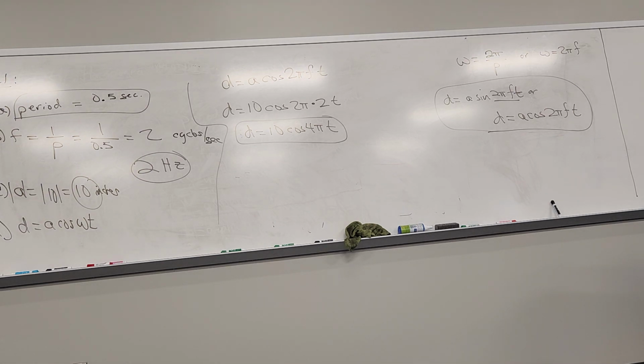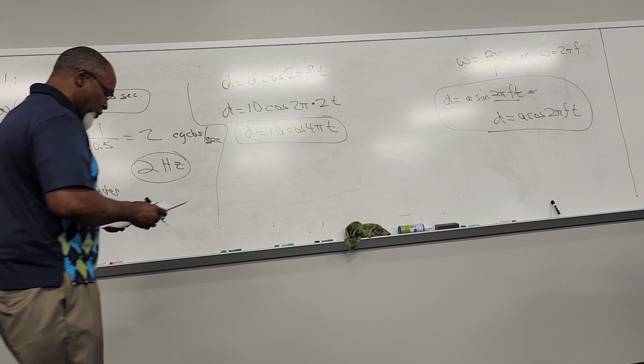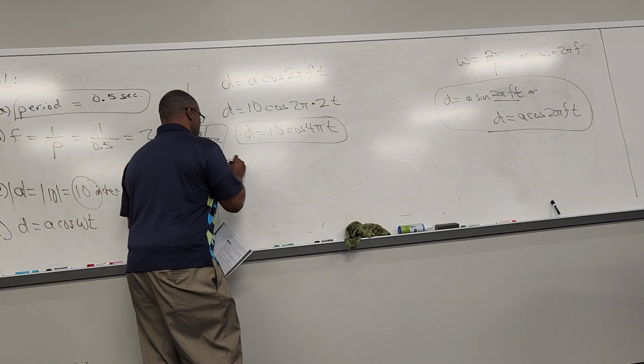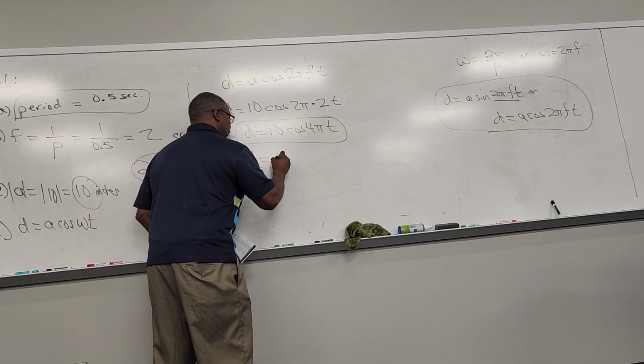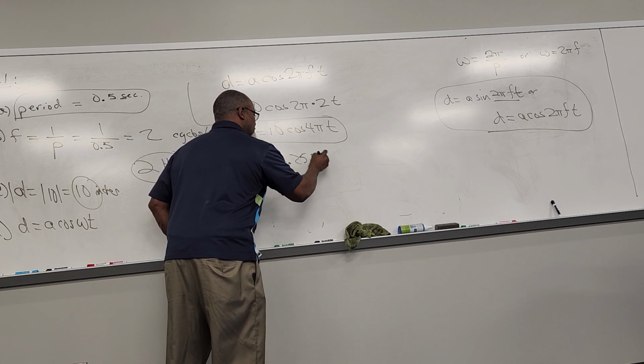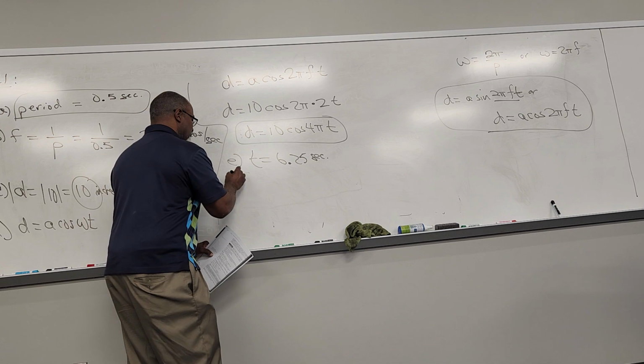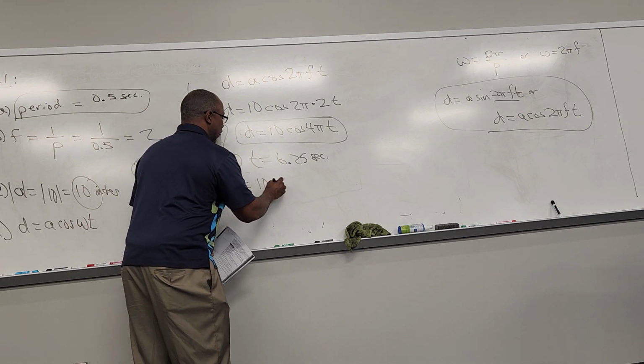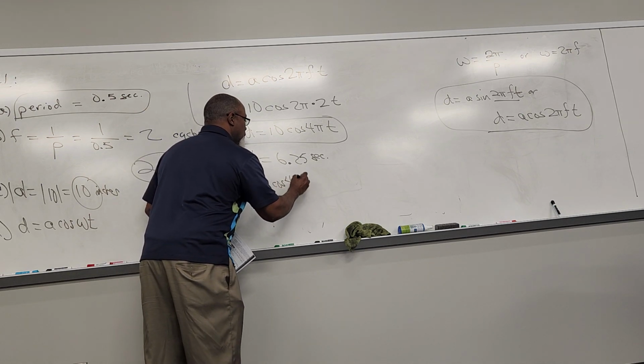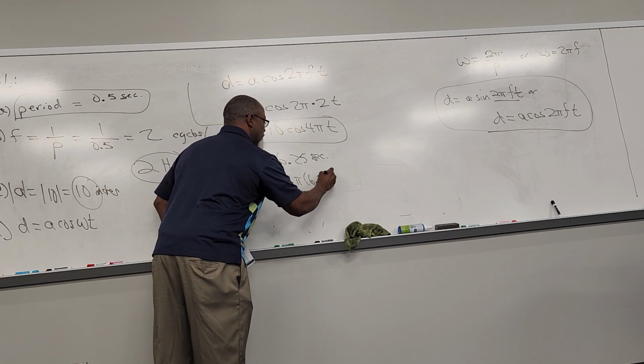And finally, E says find the position of the block 6.25 seconds after release. So we said that T equals 6.25 seconds. So all you're doing is plugging 6.25 into this. So 10 cosine 4 pi times 6.25.